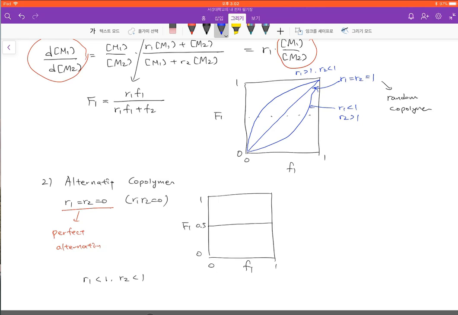If both R1 and R2 are smaller than 1, if you draw the graph, it will look like this. So we have an isotropic line, and the resulting graph will be something like this. So basically, the graph, the blue line, crosses this point at which f1 is equal to F1.